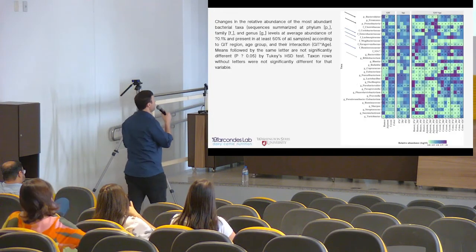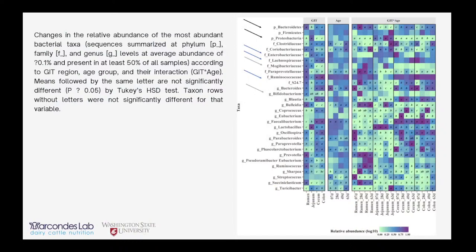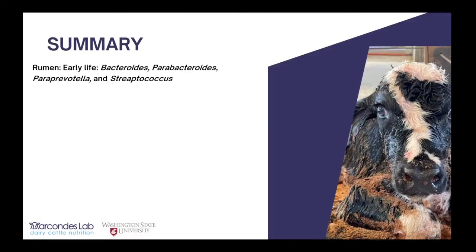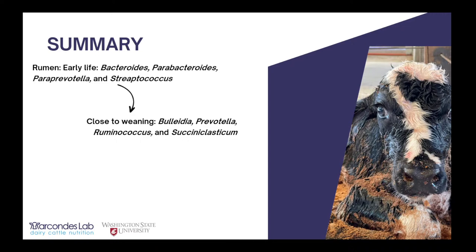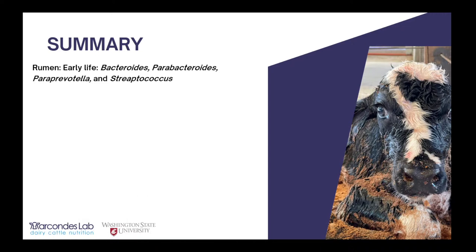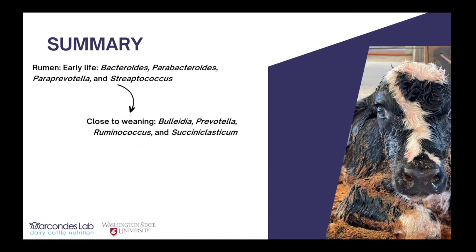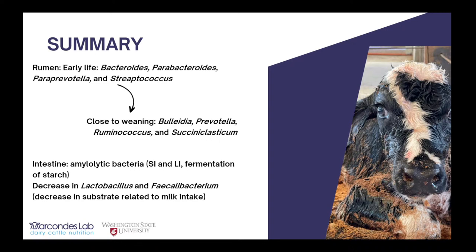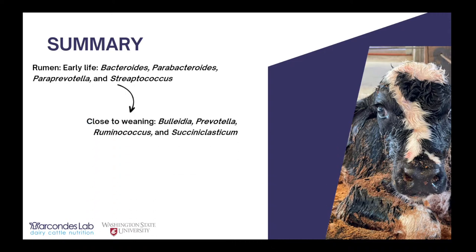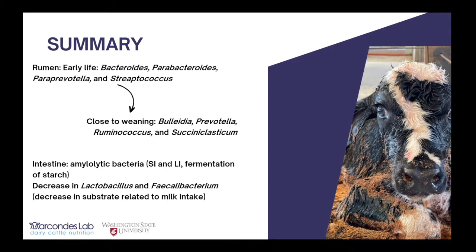Okay? So, this one's not really clear. I'm going to skip it because there's an explanation for that in the next slide. So, in summary, what we do see early in life is Bacteroides, Parabacteroides, Paraprevotella, Streptococcus. And then close to weaning, you do see a little more of the amylolytic bacteria because of that huge increase in concentrate. But there's still a lot of gray areas. There's still a lot of overlapping. And honestly, it makes sense. The only bacteria that really disappears towards 69 days are the Lactobacillus, the lactic acid bacteria. All the other bacteria are still there.